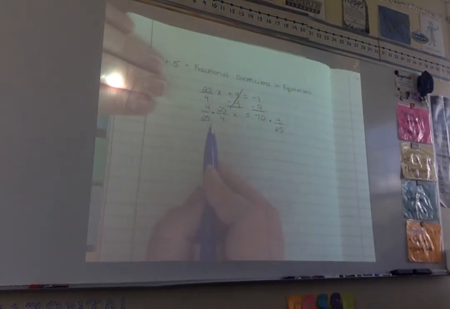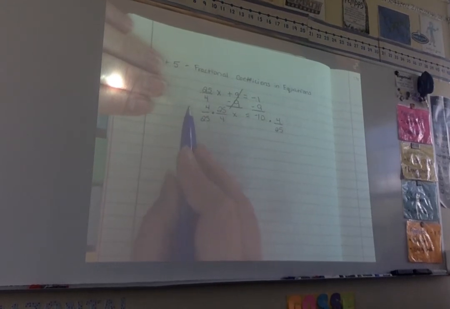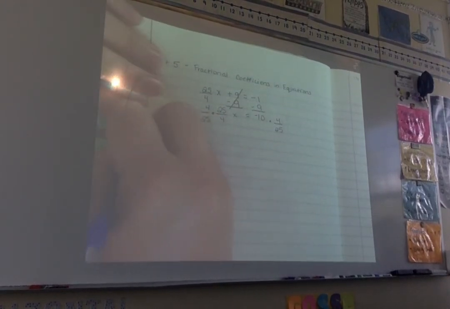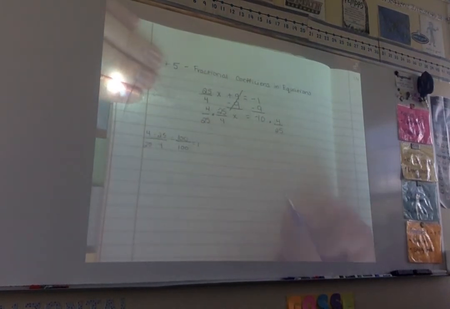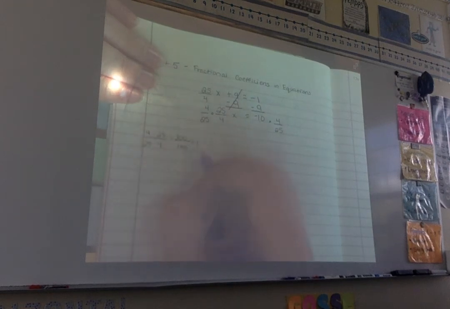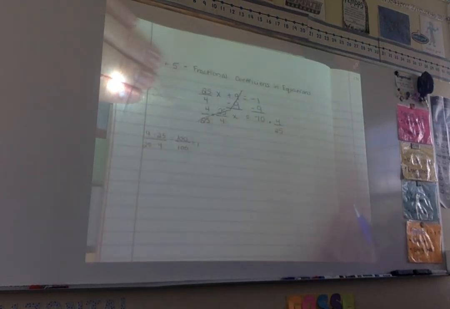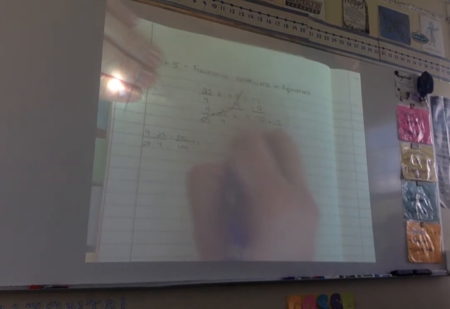So on the left side, these are going to create 1, right? Because 4 times 25 equals 100. And then I have 25 times 4 on the bottom is 100 over 100, which simplifies to 1. Okay? So I'm not really going to show this work. I'm just going to know that these two fractions are going to cancel out. And all I'm left with is x.